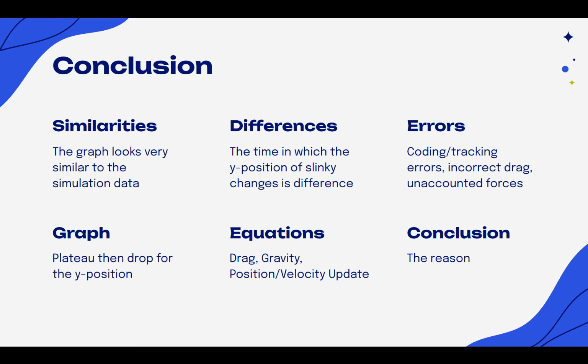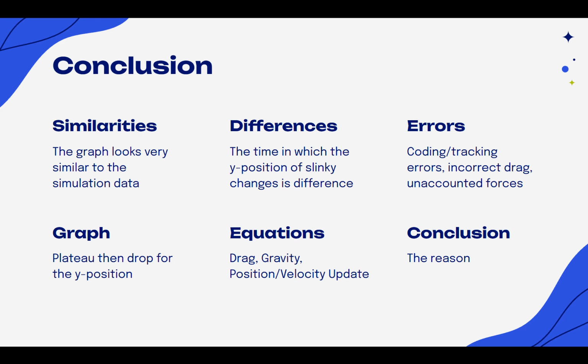Some conclusions. The graph looks very similar to the simulation data. The difference is that the time in which the y position of the slinky changes is different. This is because the original tracker data was slowed down in order to collect all the data points, while the coding was used to reflect how normal gravity and time work.